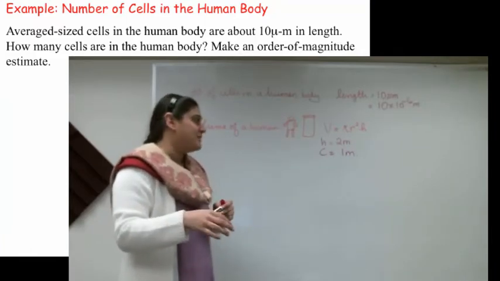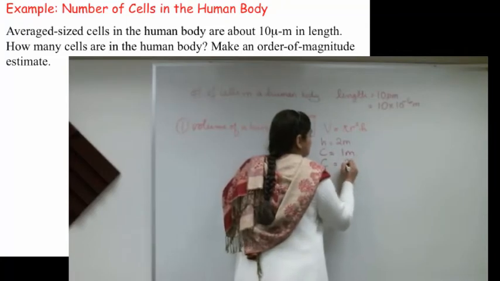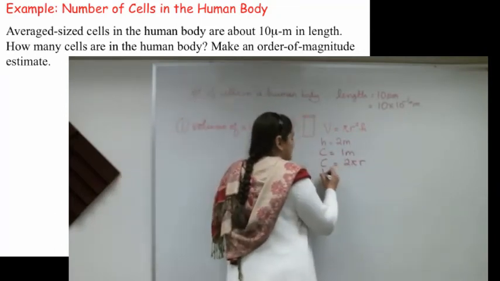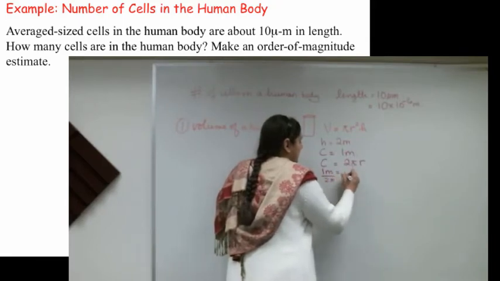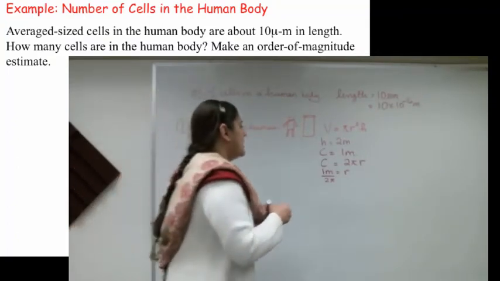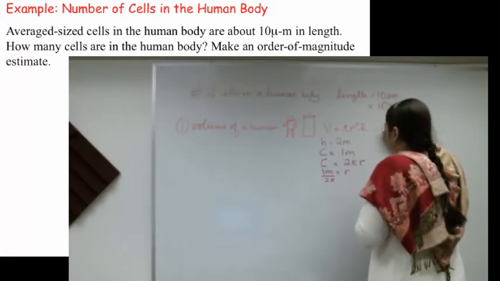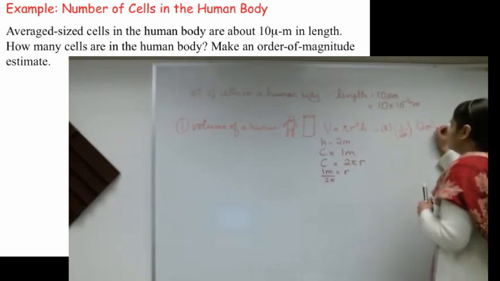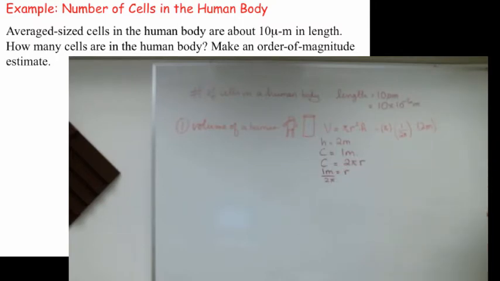The relationship between a circumference and a radius is 2 pi r. So in order to calculate what the radius of a human being could be, we could just plug in 1 meter here, divided by 2 pi will give us an r. Okay? Plug all of those values into our volume equation, and what do we get? We get pi times r, which is about 1 over 2 pi, squared, times the height of a human, about 2 meters. Do a quick calculation, and we can approximately say that our human is about, give or take a few numbers, 0.06 meter cubed.